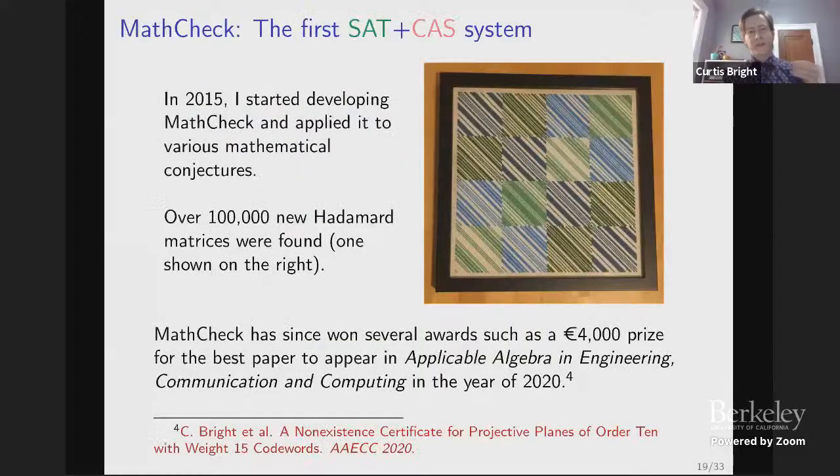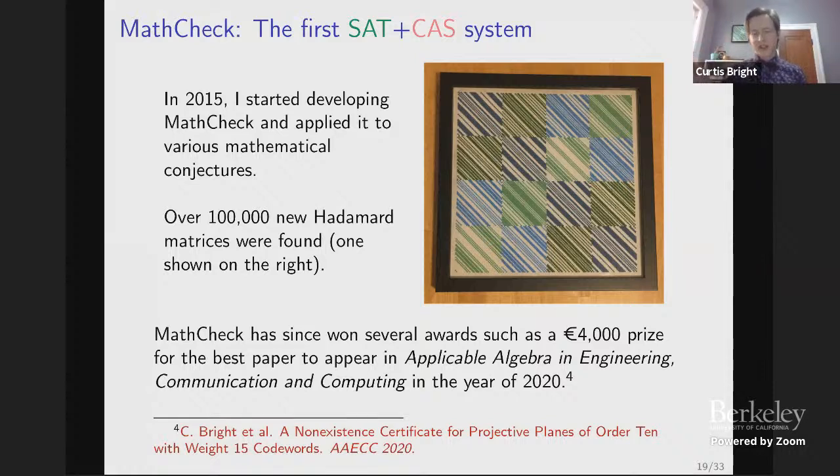This is also where I entered the picture. Like EJ said, I was doing a PhD at Waterloo, and we started working with MathCheck. It was actually independently that we devised this first SAT plus CAS system that we called MathCheck. And we used MathCheck, as I mentioned, to search for Hadamard matrices. This was one of our first applications. And you can see on the right here, this is one of the 100,000 Hadamard matrices that we found.